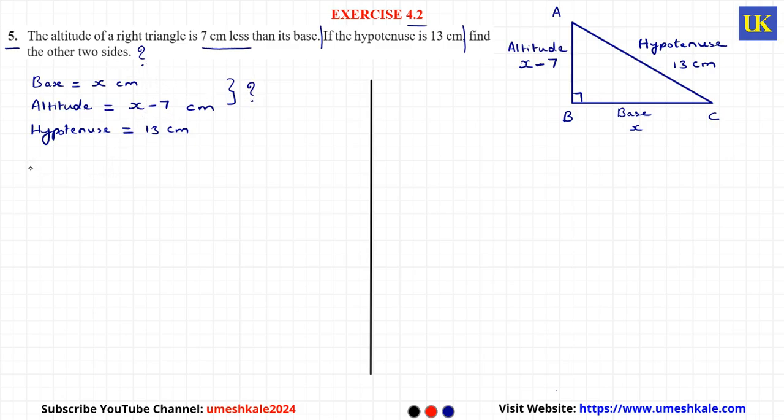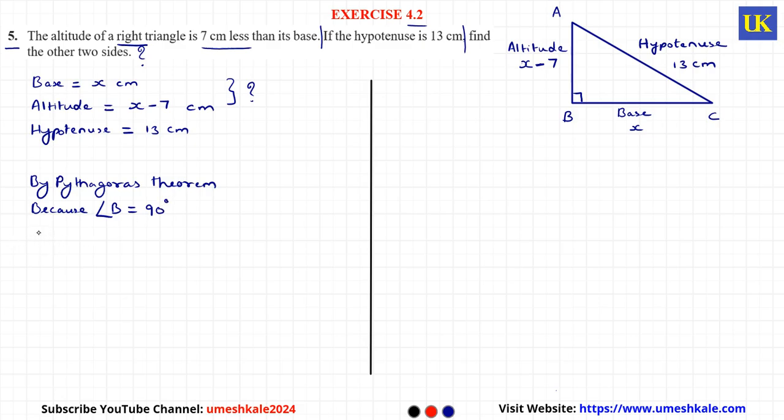Now here they are saying right triangle, so we can use Pythagoras theorem here. Why are we using Pythagoras theorem? Because angle B is equal to 90 degree. They have given that in the question.